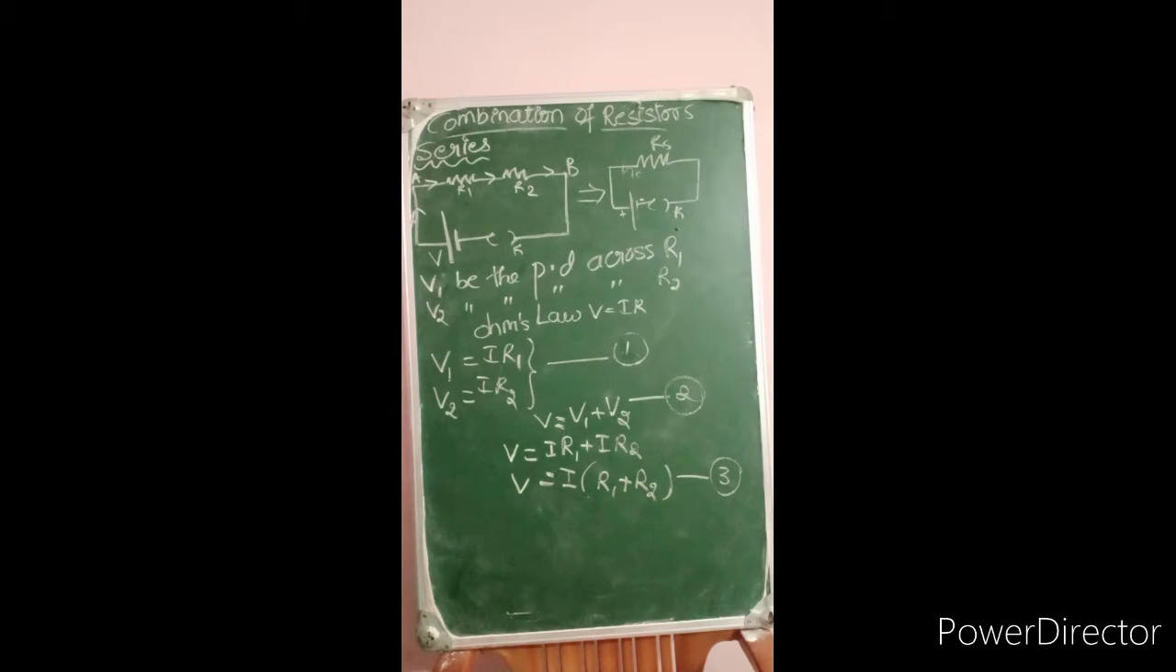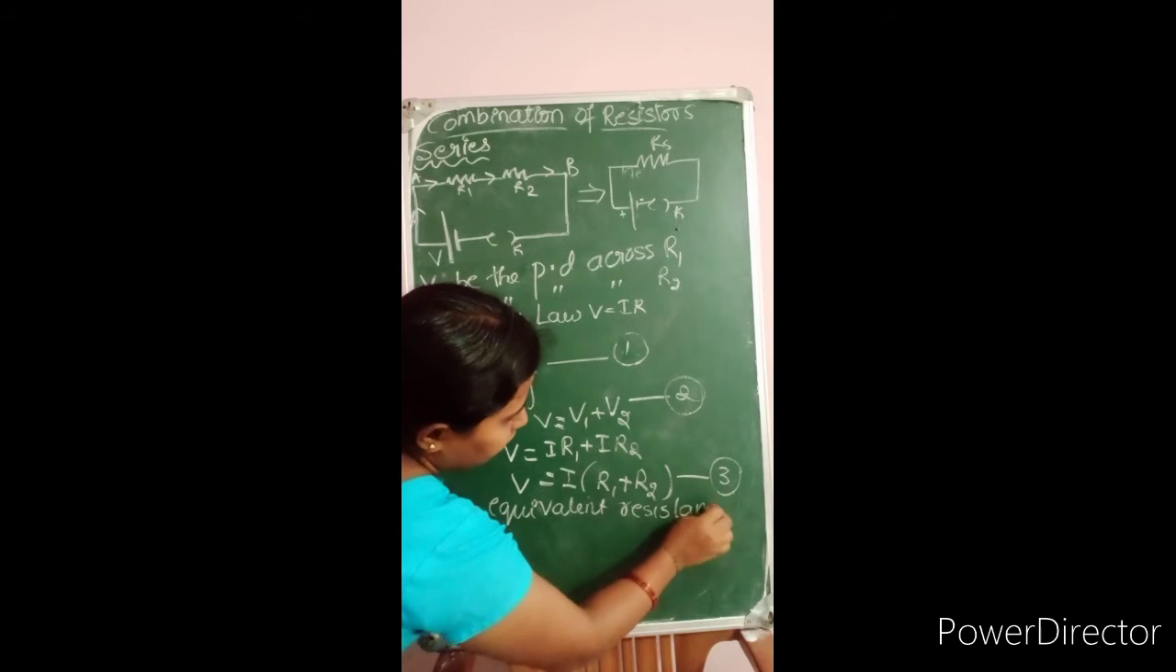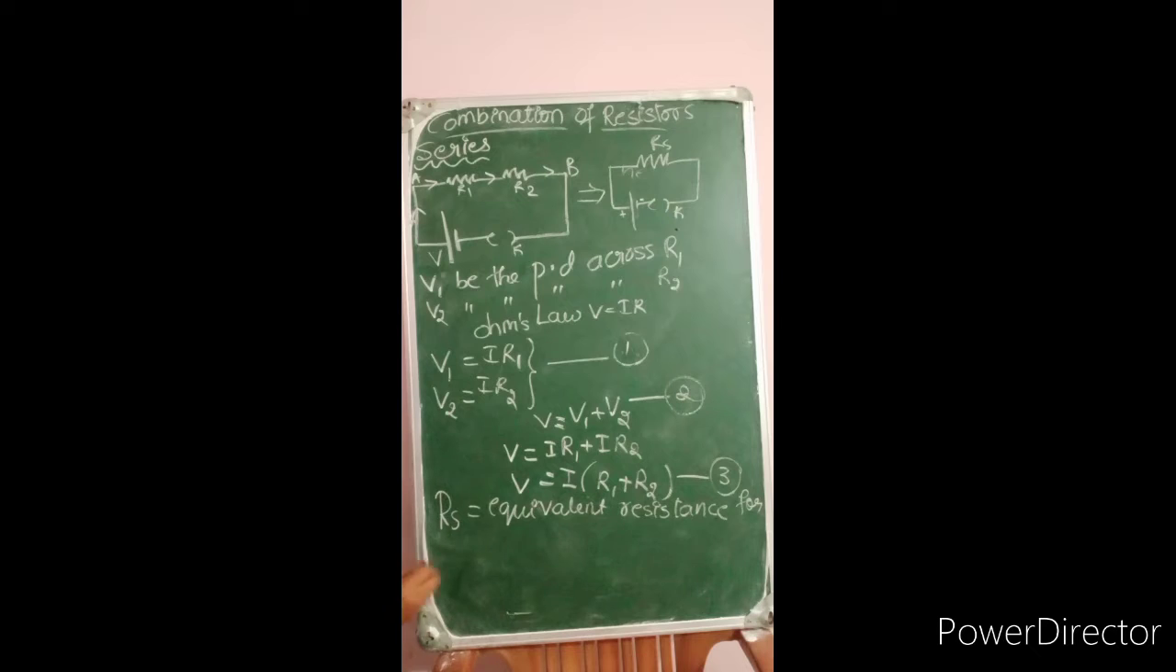Okay. So RS is the equivalent resistance for the potential difference V and the current I. Again from Ohm's law we have V is equal to IR, so R is replaced by RS. V is equal to IRS.